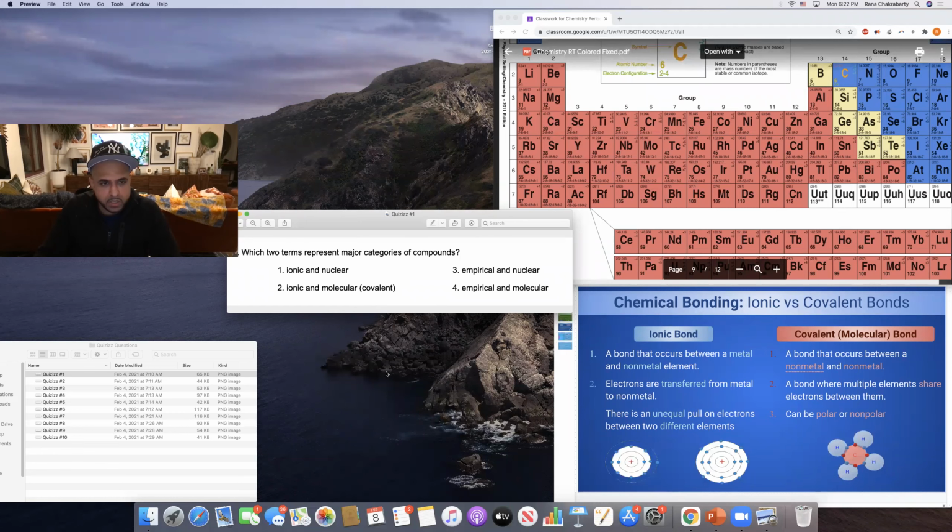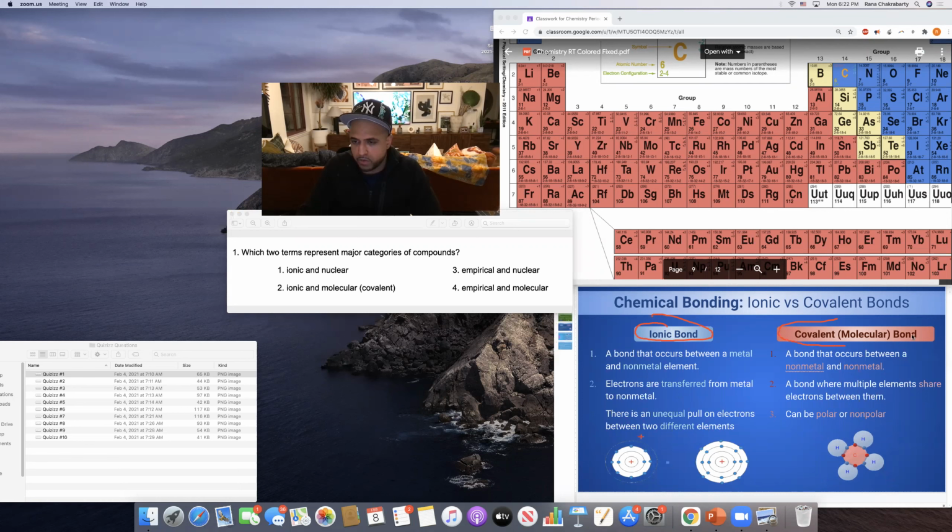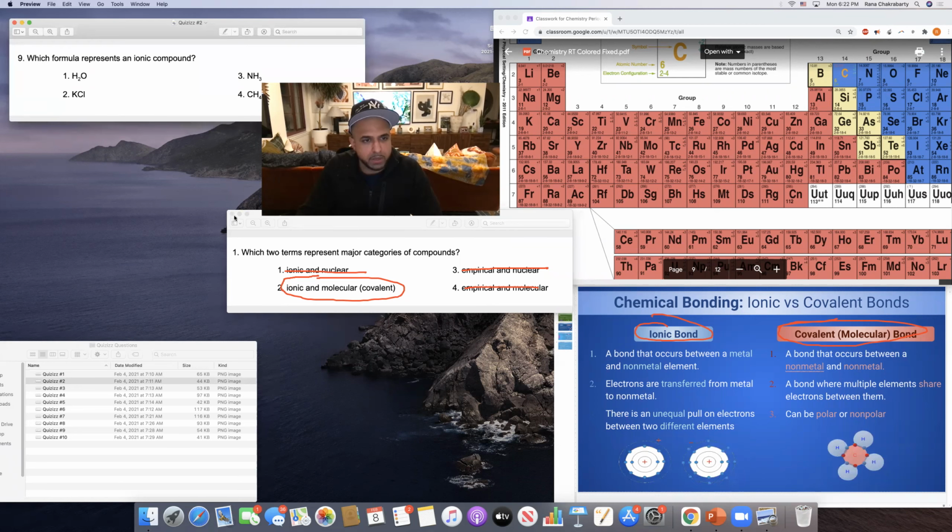So the first question says, what two terms represent major categories of compounds? I look at the first slide, and I literally see that the only two categories are ionic and covalent, which is also known as molecular. You'll learn about nuclear equations and empirical molecular formulas later. Right now, all you need to know is ionic and covalent bonds make up all compounds.